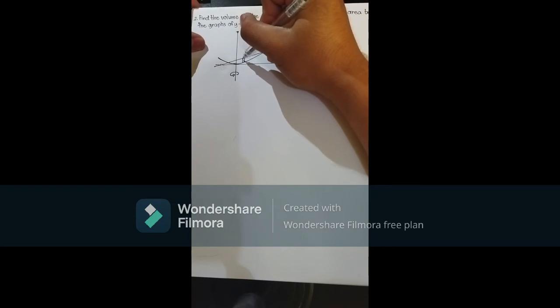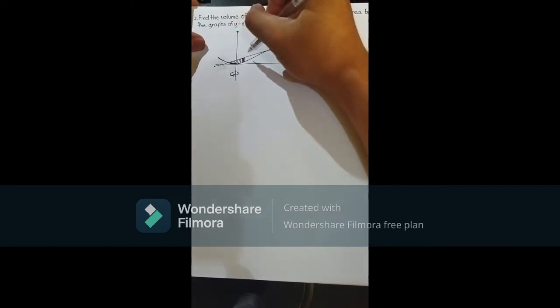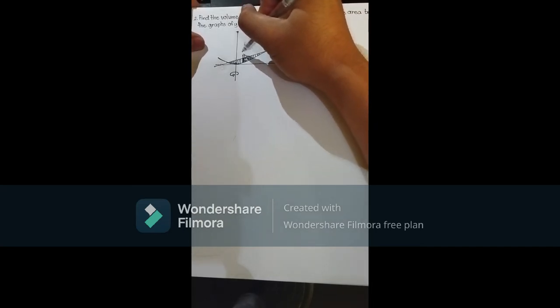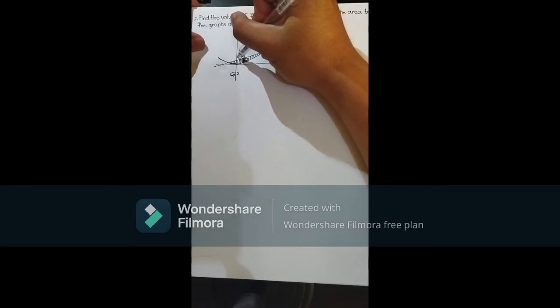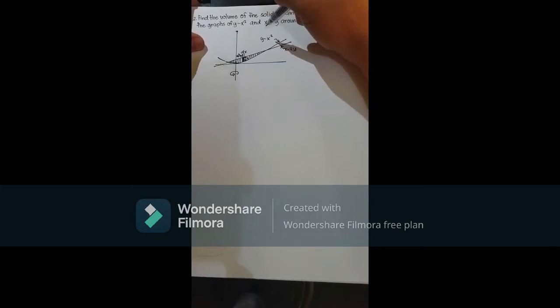So we're going to draw a vertical strip, and shade the area. The height is labeled y, the thickness is labeled dx, and the distance is labeled x. So this one is the graph of x equals 2y, and this one is y equals x squared.